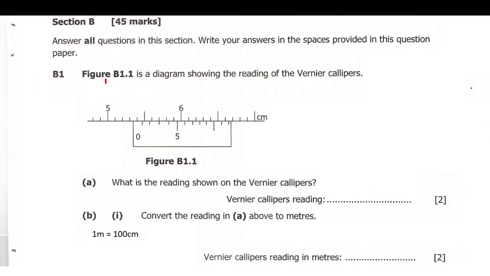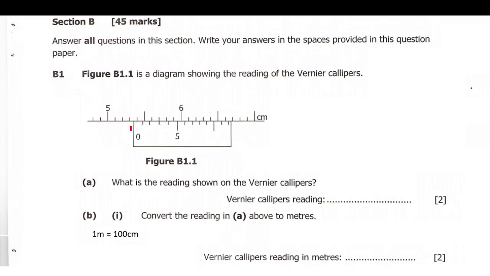B1 reads, figure B1.1 is a diagram showing the reading of the Vernier calipers. So this is a Vernier caliper showing some readings here. Then A, what is the reading shown on the Vernier calipers?